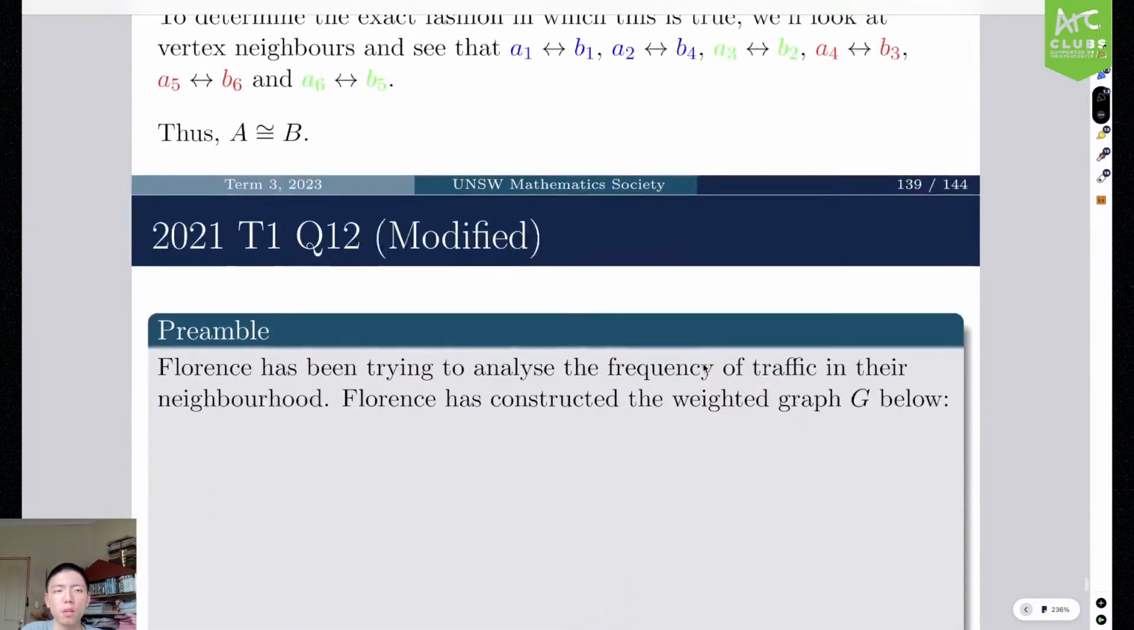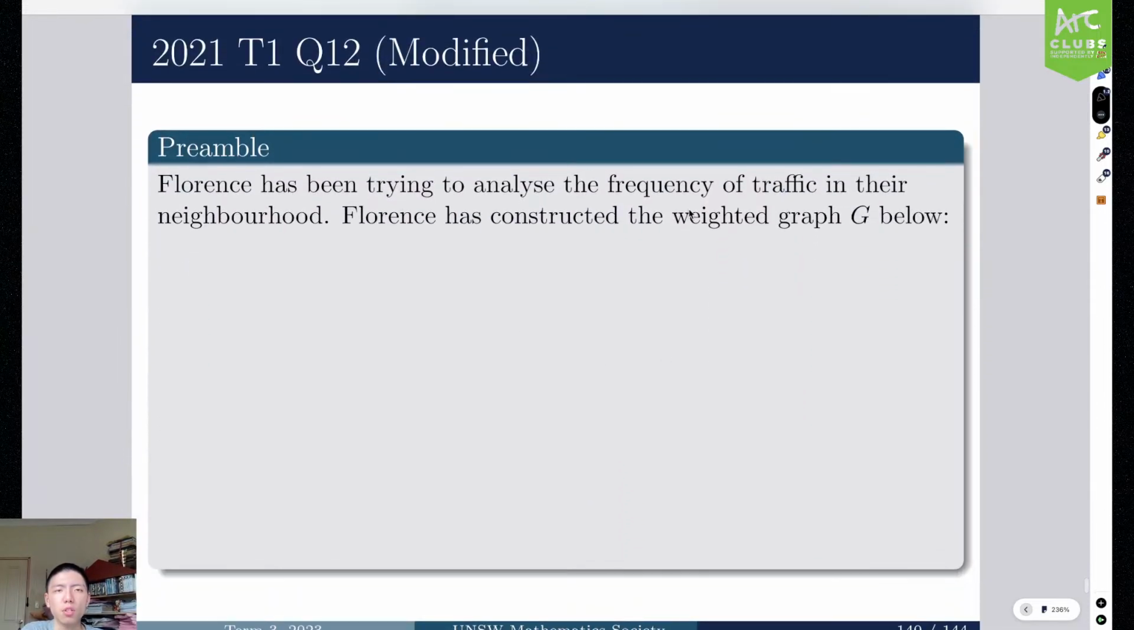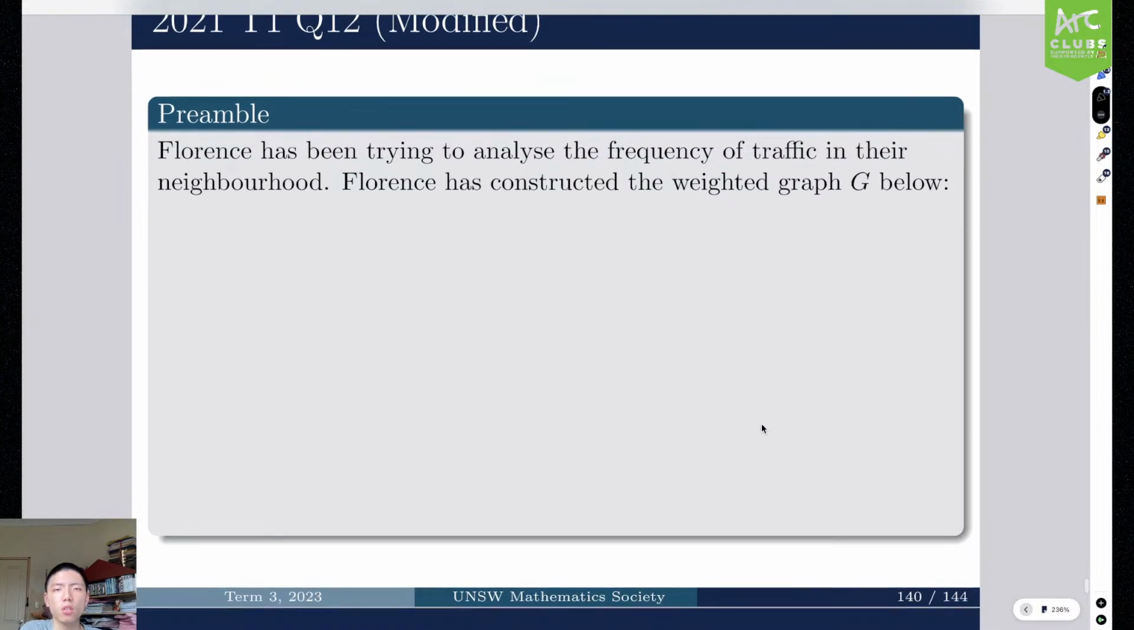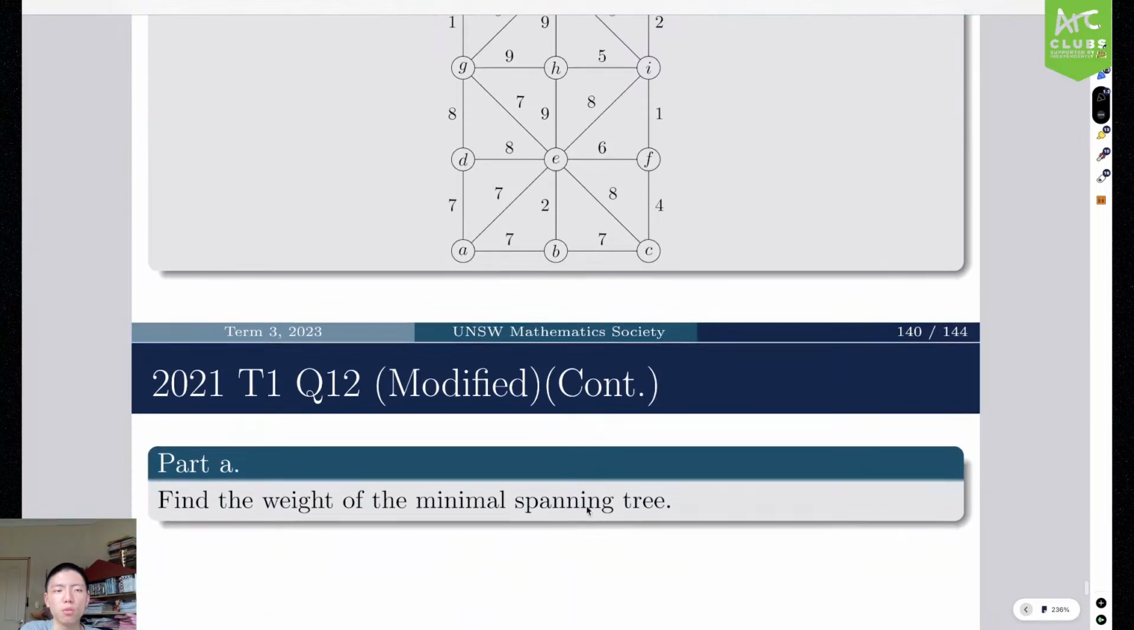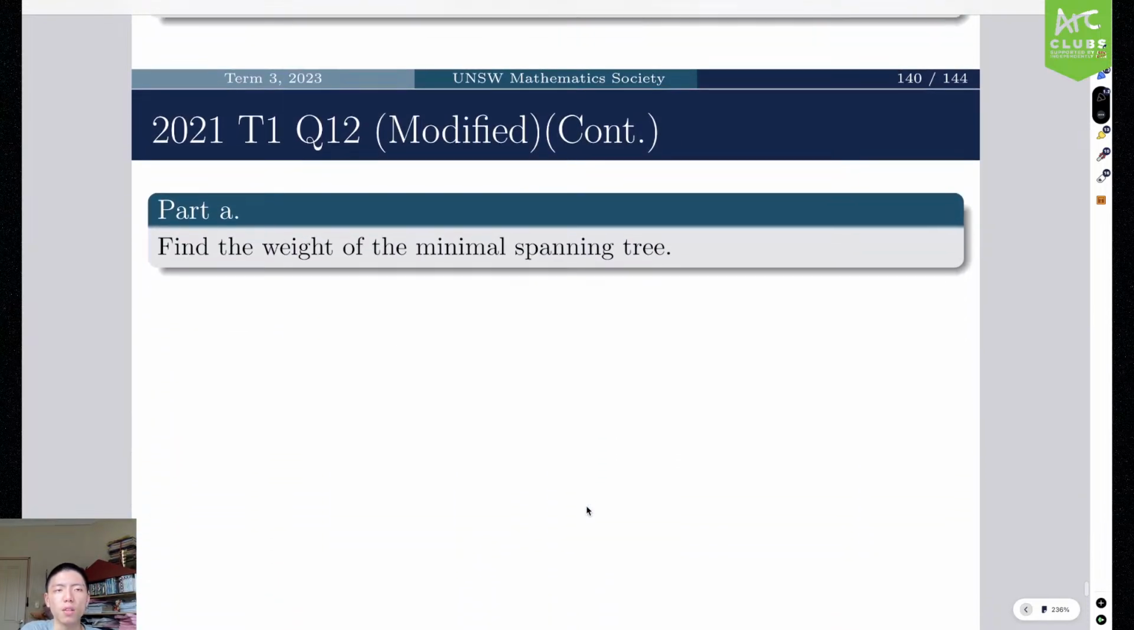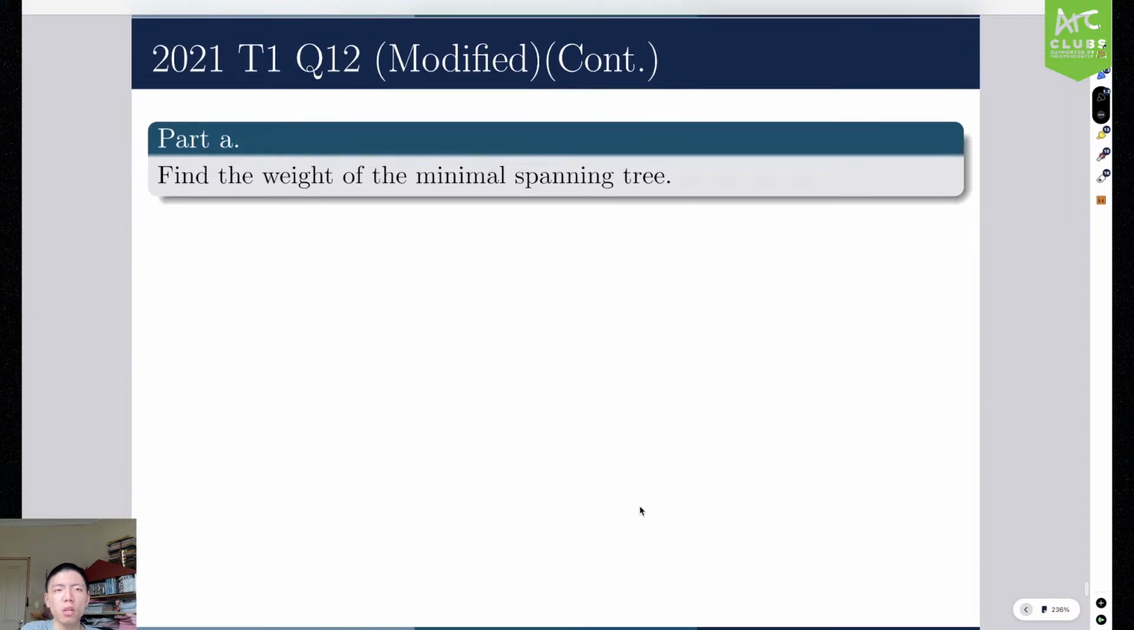Okay. Next question. So Florence has been trying to analyze the frequency of traffic in their neighborhood. Florence has constructed the weighted graph G below here. This question has two parts. The first part is to find the weight of the minimal spanning tree.